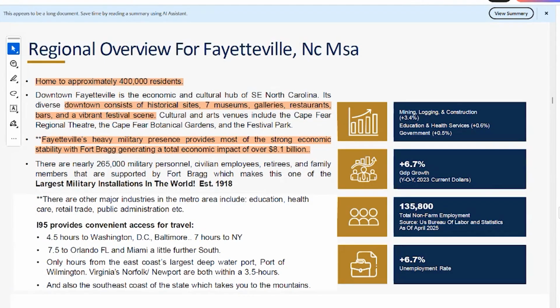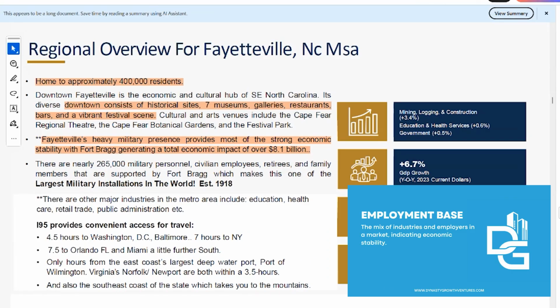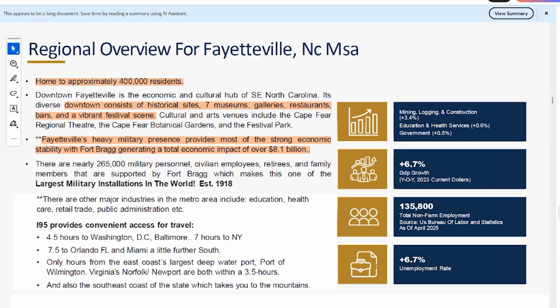265,000 military personnel and employees, retirees, family members all around this area. So this is a military area. Besides the military base, they're saying there's also decent education, healthcare, retail trade, and public administration industries. We want stable industries. If COVID taught us anything, it's that a major event like that can wipe out an entire industry. Some places were closed forever. Why do we want a strong job market and diverse job market? People need to pay their bills. If their job disappears one day, what are they going to do?